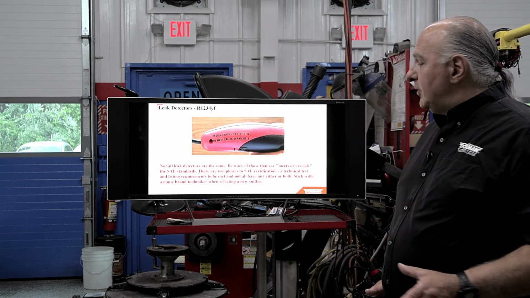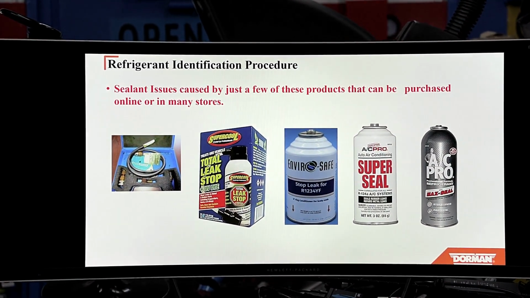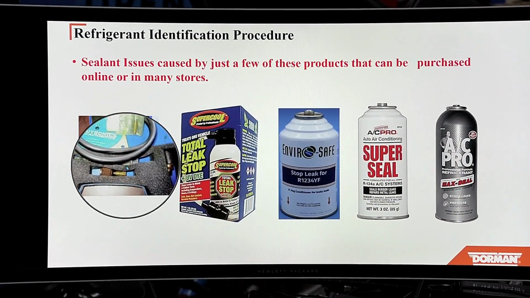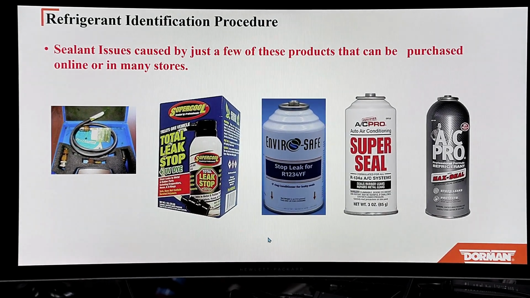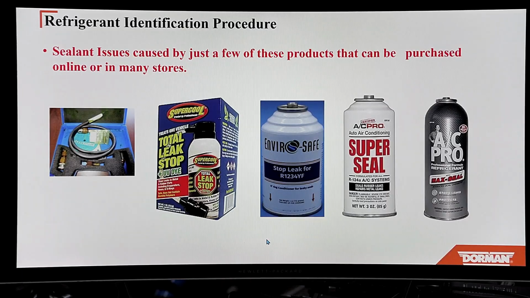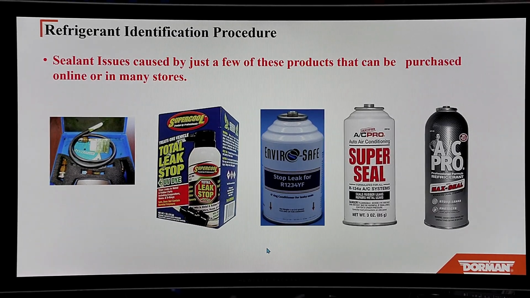It will not allow you to pull anything else in. Talk about testing. Well, you need to test for that sealant, because see all this junk? Stop leak, look at all this junk. And they sell this in every big box store. You can go into Walmart, you can go into Advance, you can go to CarQuest, you can go to Napa. You can go anywhere and buy this junk.